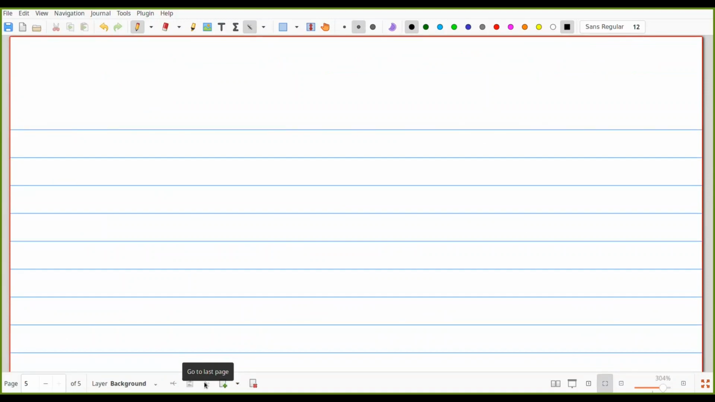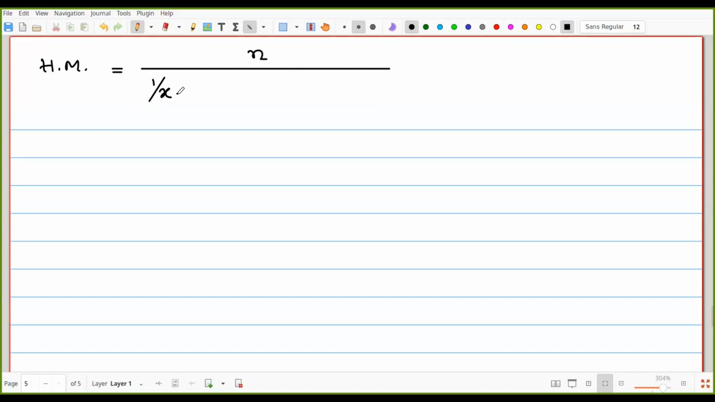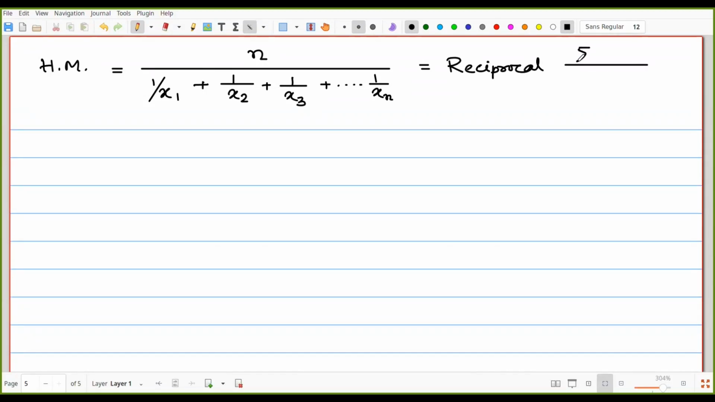There is very little scope for the harmonic mean, maybe in your syllabus, but how can we find the harmonic mean? The formula is n divided by 1 by x1 plus 1 by x2 plus 1 by x3 plus dot dot dot 1 by xn, or simply n divided by the summation of 1 by x.